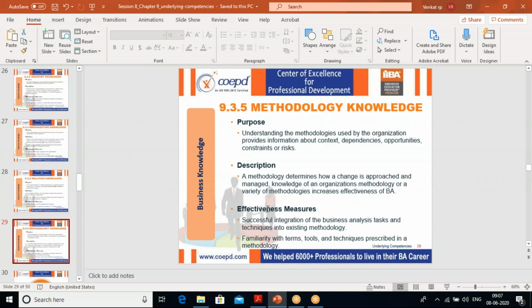And then we have this methodology knowledge. Methodology means how we are going to make this particular solution and this particular change, what is the context, what are the dependencies, opportunities, constraints, and what risks are involved. You should have an idea of how we are going to make this change from the current state to the future state. We should understand this impact and the approach we are going to take. In methodology knowledge we are trying to understand that.